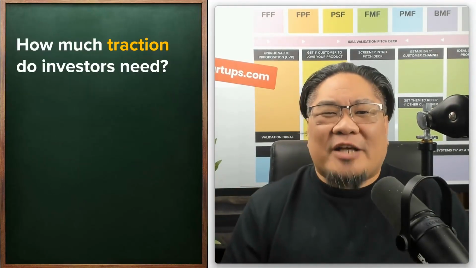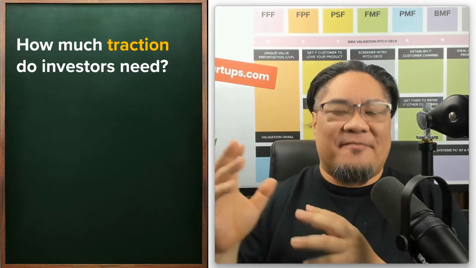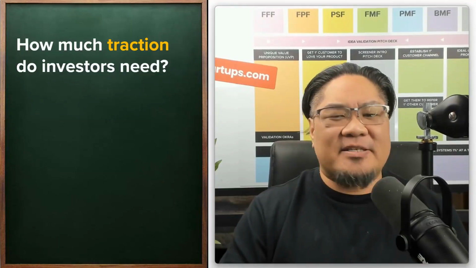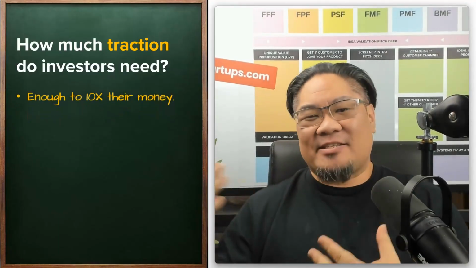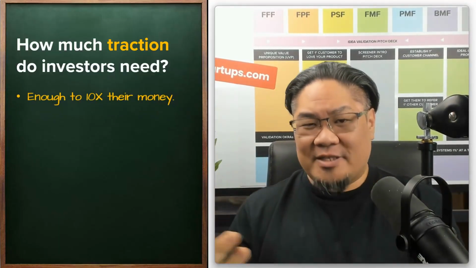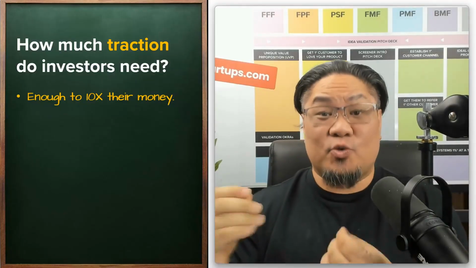The $1 million question is, how much traction do investors need? Well, the answer is very simple. They need enough to 10x their money. Psychologically, if you can say, I'm going to 10x your money, investors will be interested.